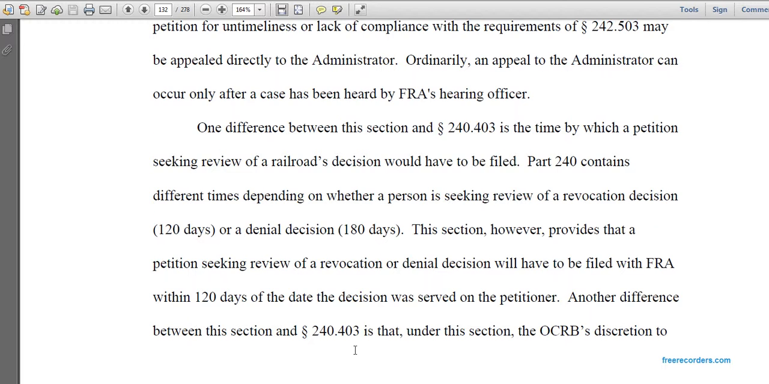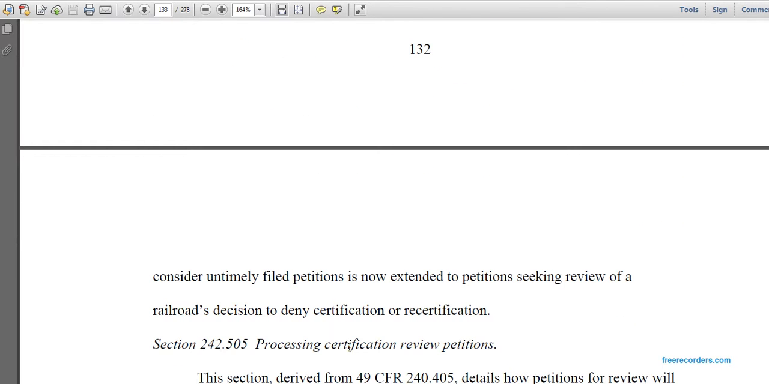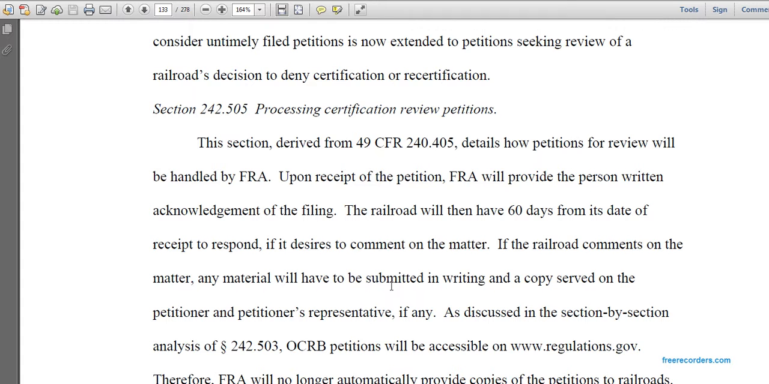section 240.403 is that under this section, the Operating Crew Review Board's discretion to consider untimely filed petitions does not extend to a petition seeking review of a railroad decision to deny certification or recertification. Section 242.505, processing certification review petitions, is derived from 49 CFR 240.405. It details how petitions for review are handled by the FRA. Upon receipt of the petition, the FRA will provide the person with a written acknowledgement of the filing.